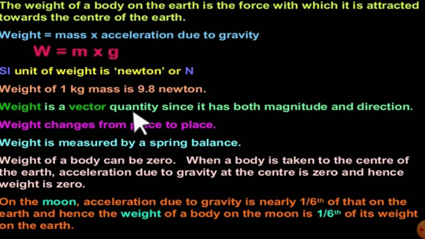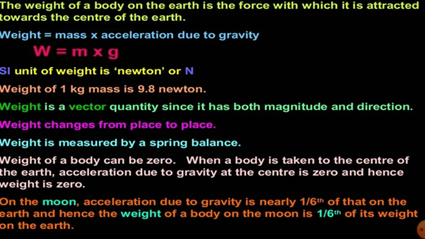Weight is a vector quantity. Why is it a vector quantity? It acts in a particular direction. In what direction? Toward the center of the earth. It has magnitude as well as direction. The magnitude will be of some numerical value, and the direction will always be acting vertically toward the center of the earth. So it has magnitude as well as direction, so it is a vector quantity. Weight changes from place to place. As acceleration due to gravity changes from place to place, your weight will also change from place to place.